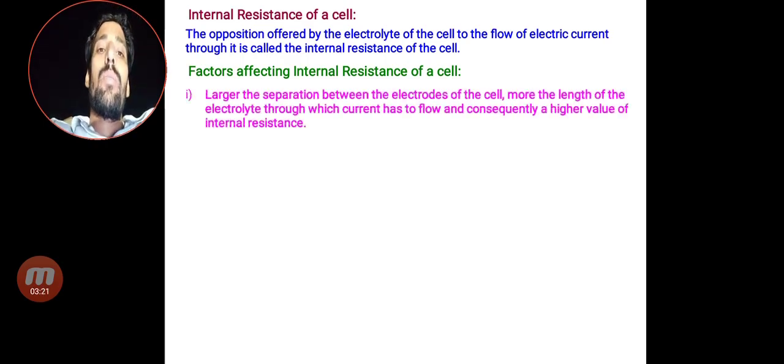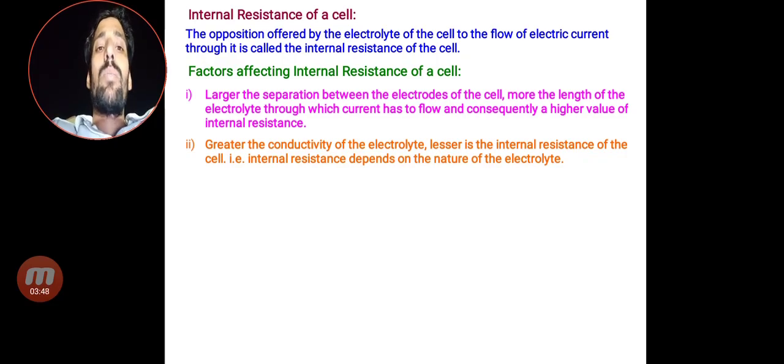Factors affecting internal resistance of the cell. First, if the distance between both electrodes is high, then charge carriers or electrons will feel more resistance due to the electrolyte solution. Hence, internal resistance is directly proportional to the distance between both electrodes.